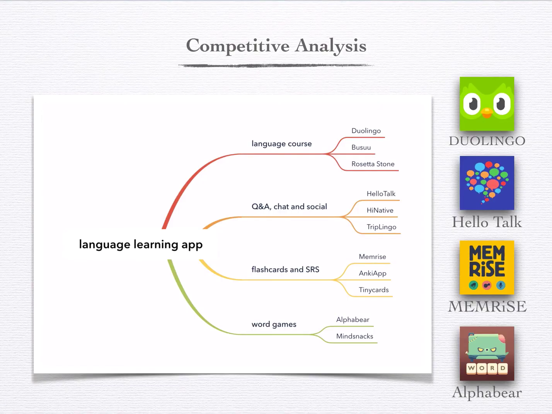To have a better idea of this field and what is already there, I did some competitive analysis of the existing mobile applications for language learning. I found that in the market, there are generally 4 categories of language learning apps, which include the language course app, the chat and social app, the flashcards app, and the word games app. I picked one app from each category for analysis, and I got a better understanding of what problems these apps try to solve and their solutions to address these problems.